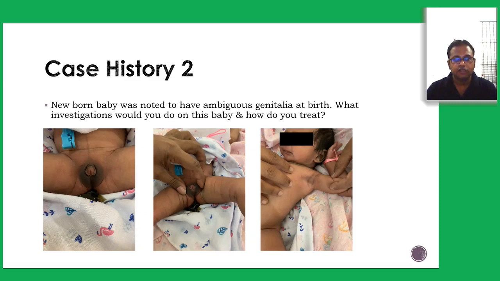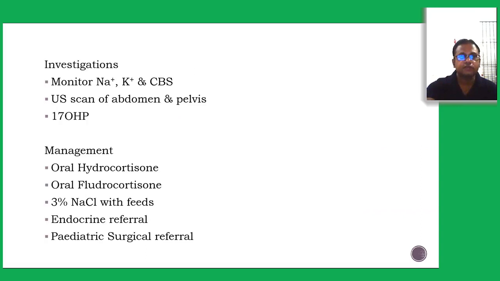With this sort of child, you have to confirm whether this is a virilized girl or a boy. Because of that, we have done some investigations. The investigations were electrolytes and blood sugar levels. We had to do these initially and repeat them in the second week because, as you know, if it is a salt-losing type of congenital adrenal hyperplasia, they will present to you in the second week, right?